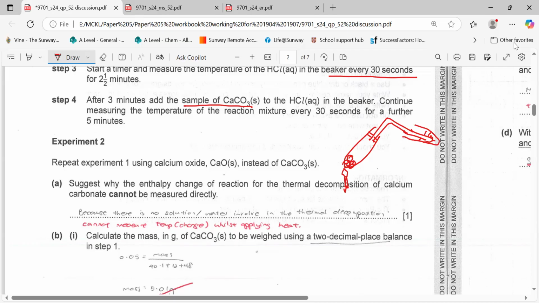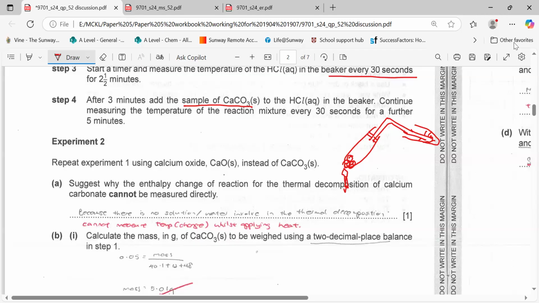So how are you going to measure the temperature? Because when you are providing heat to decompose, the thermometer reading of course will increase. So that's the reason why you cannot measure the enthalpy change of the thermal decomposition. In fact, for any thermal decomposition, the enthalpy change cannot be measured because you are already providing heat. So that will be the correct answer.